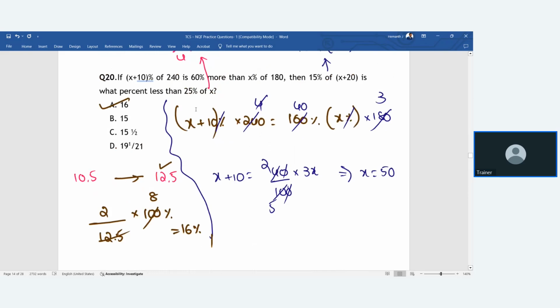So here, "60% more than" means we have to write 160%. If it is 20% more than, we have to write 120%. So we wrote 160 because they used the term "60% more than" in the question. Right, now let's go for the next one.